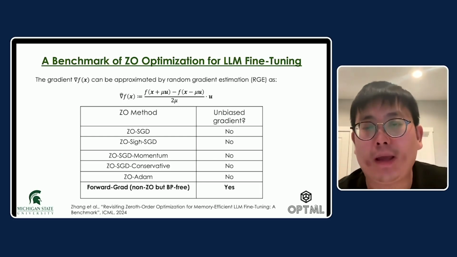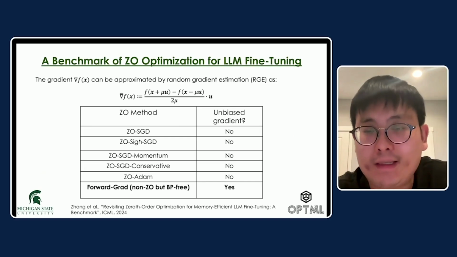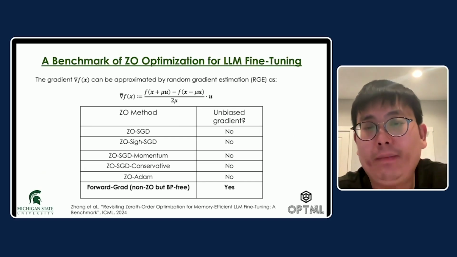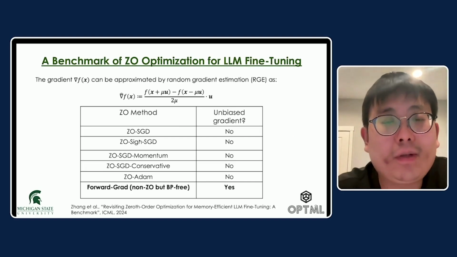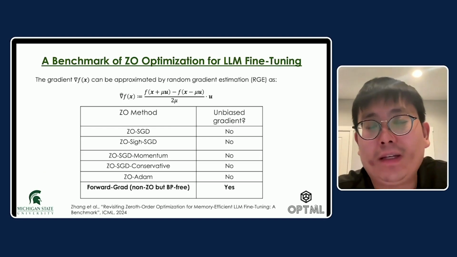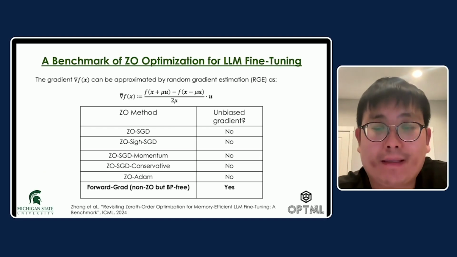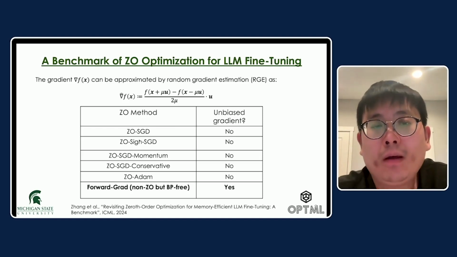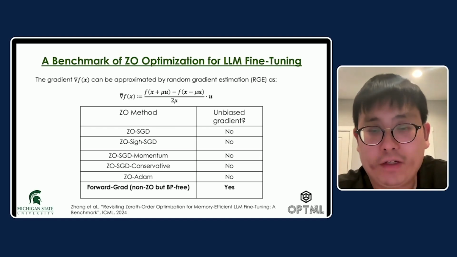So it's very simple, but the issue is, as I said earlier, the first-order gradient estimate is typically unbiased. But the Zeroth-Order gradient estimator, which uses function differences, is typically a biased estimator. So we need to reduce the bias so that it can adapt to fine-tuning applications.